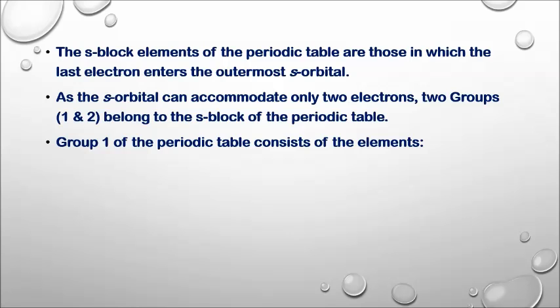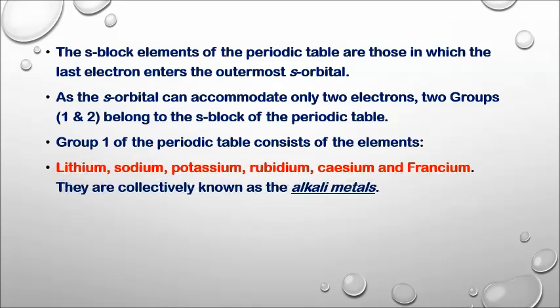Group 1 of the periodic table consists of the elements lithium, sodium, potassium, rubidium, cesium and francium, and they are collectively known as alkali metals. We know these things, but the introduction part we have to revise again. So which are the elements of the first group? Lithium, sodium, potassium, rubidium, cesium and francium. Even though hydrogen is kept in the first group area, we can't say it is an alkali metal. So it is separated from that first group.